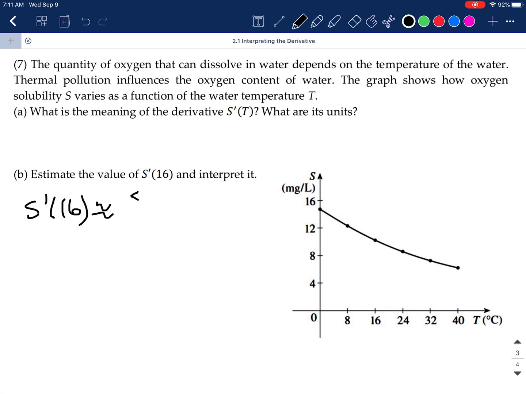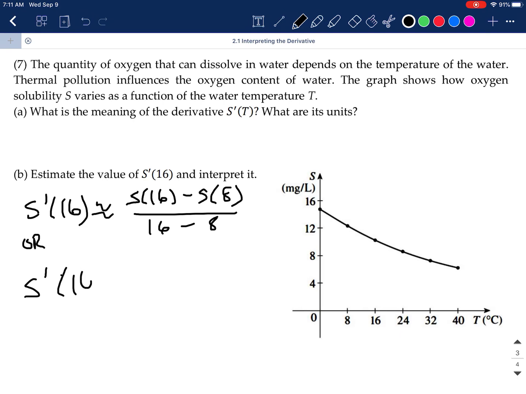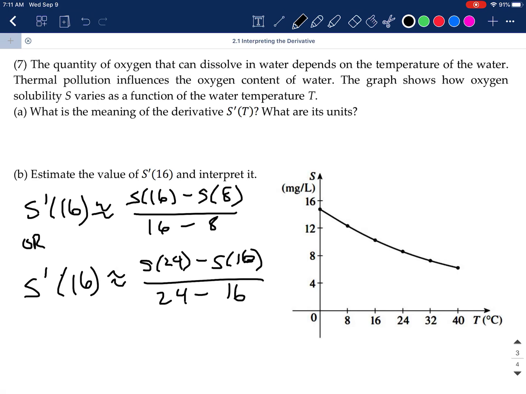So note s prime of 16 is approximately s of 16 minus s of 8 all over 16 minus 8, or s prime of 16 is approximately s of 24 minus s of 16 all over 24 minus 16. You can estimate those values yourself.